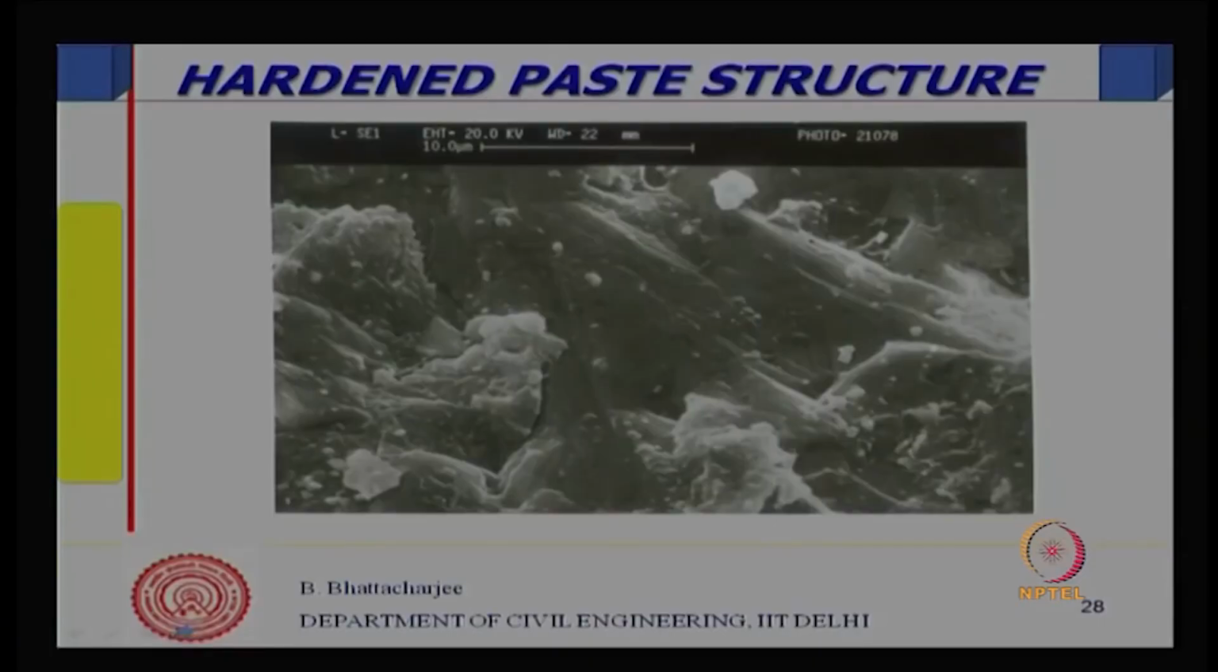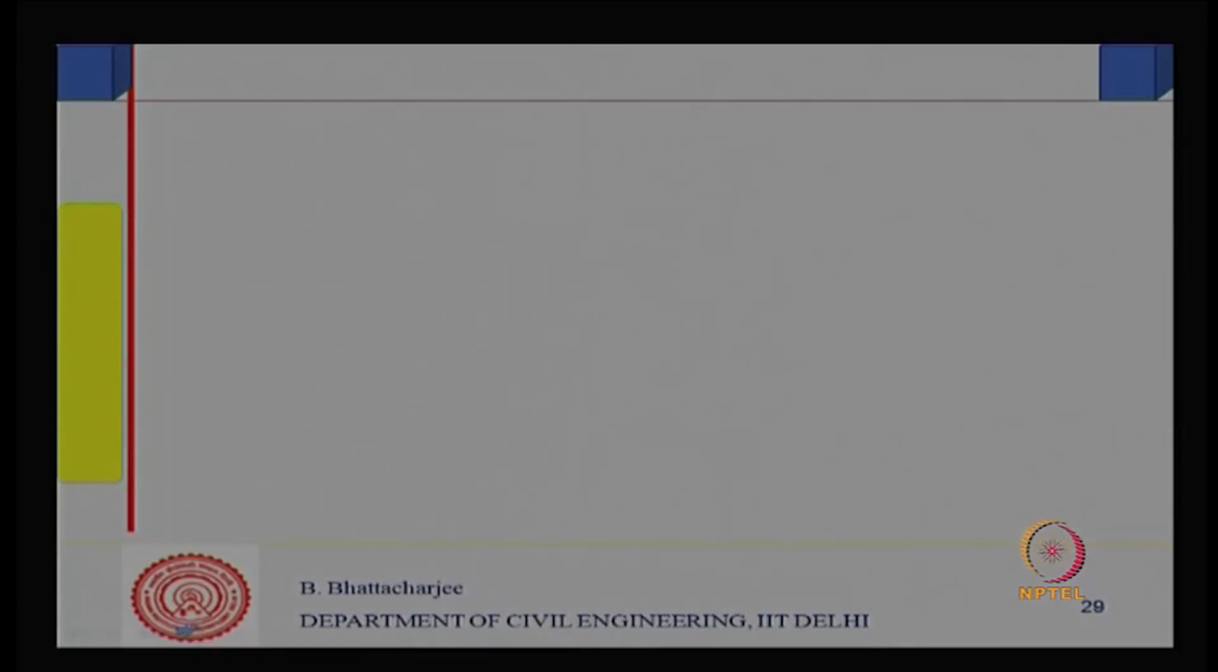For example, if you look at the electron microscope, this is possibly calcium hydroxide, the hydrated product would be something like this, and the unhydrated product might look something like this. So, now that we have seen the structure, we can come to the bonding action. We will just initiate bonding action today, but we will continue it in the next class again.